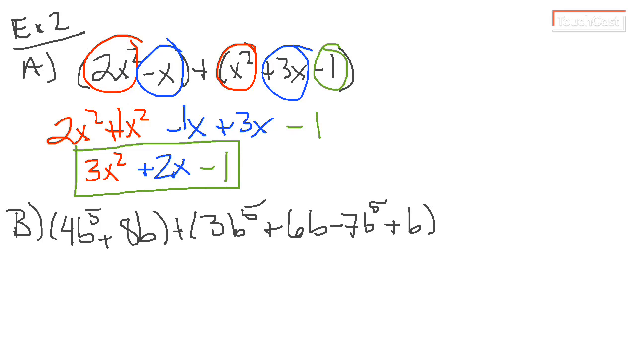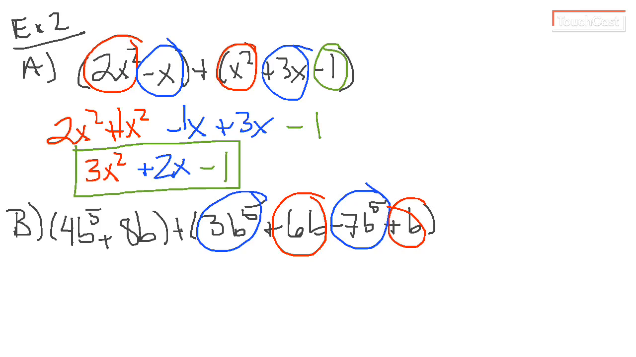So the first thing we have to do is we need to, in that second set of parentheses, combine like terms. So we've got two terms that have a b to the 5th, and then we've got two terms that are just a single b. So let's combine them before we do anything else. If we combine 3b to the 5th with a minus 7b to the 5th, we're going to get negative 4b to the 5th. And if we combine 6b with 1b, we're going to get a plus 7b.